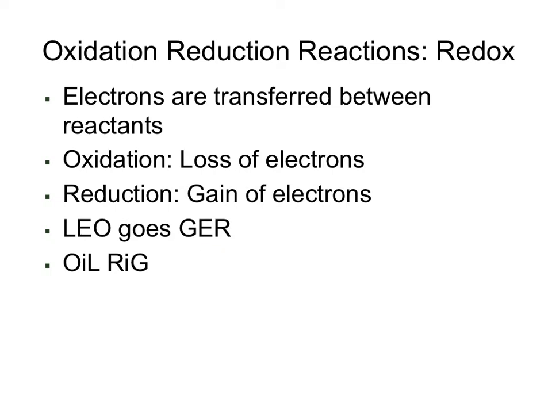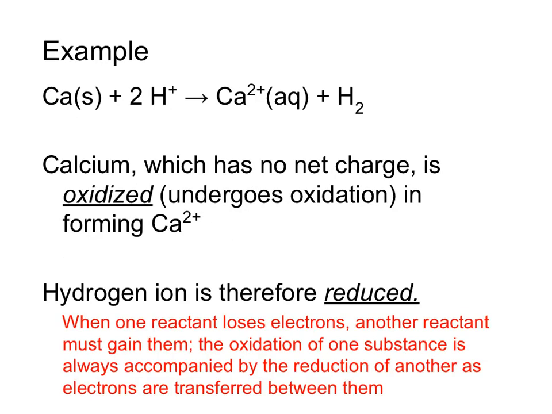Another easy way to remember this is using OIL RIG. Oxidation is loss. Reduction is gain. And so let's take a look at what this really means. In this example here, we have solid calcium metal reacting with H+, an acid, to then form the calcium 2+ ion in an aqueous solution, and H2, which would be a gas.